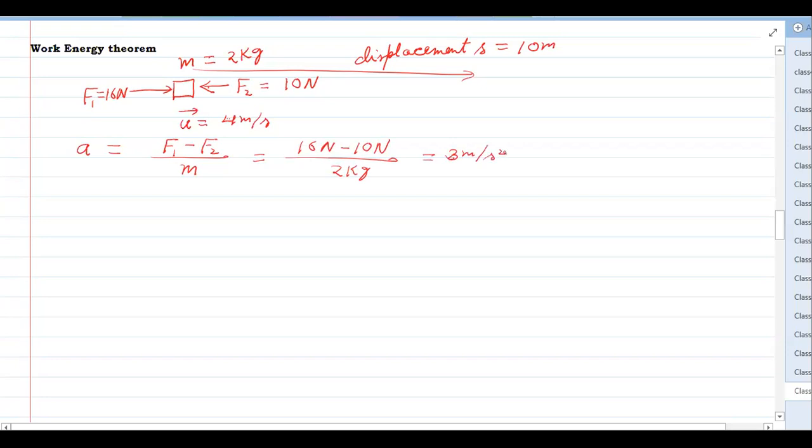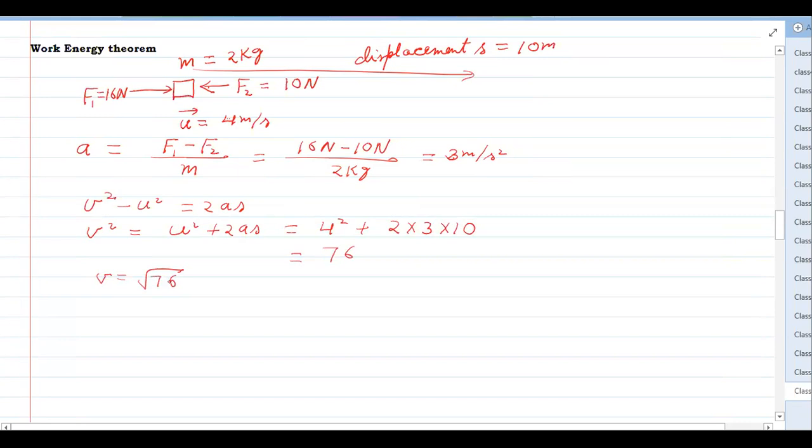If this is the acceleration, then we can find the final velocity. Final velocity v will be how much? Time is not given, so better to write v square minus u square equal to 2as. So v square will be u square plus 2as. U is 4 square plus 2a, a is 3, s is 10. So we are getting 16 plus 60, that is 76. So v square is 76, or v is root 76.